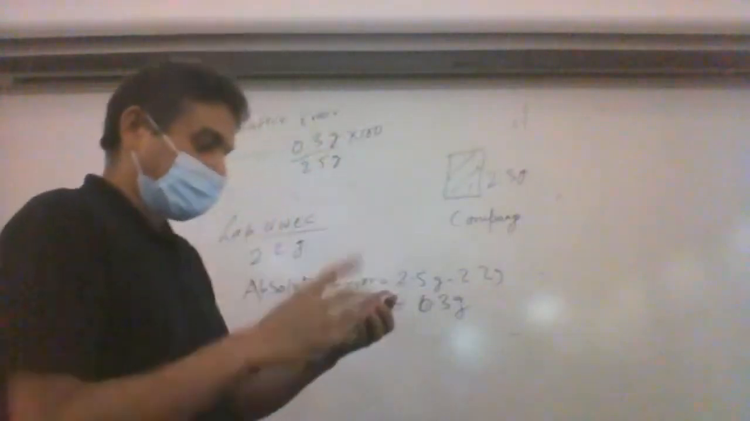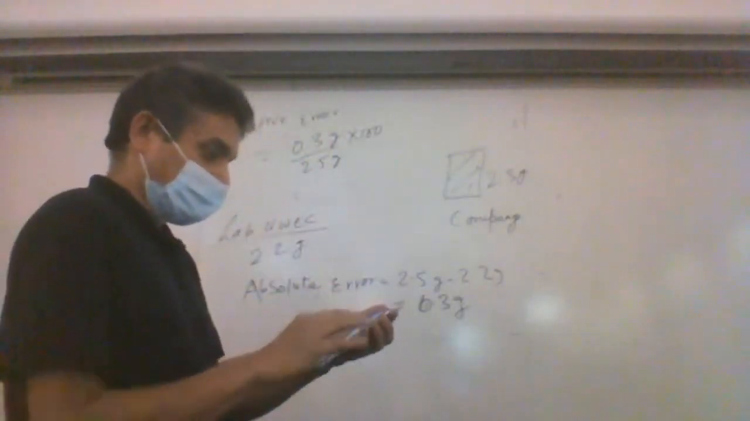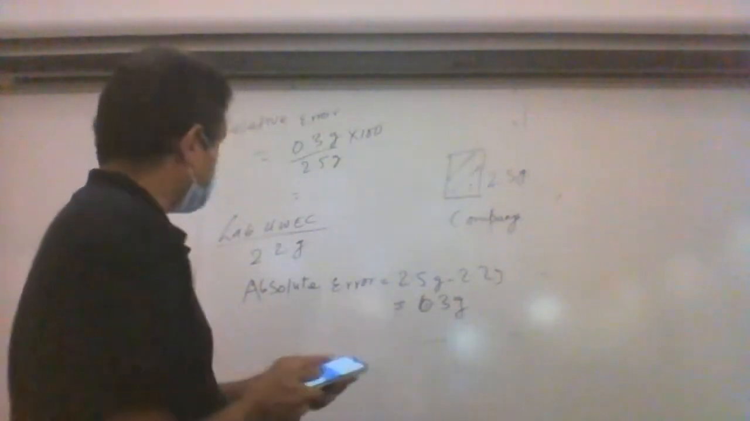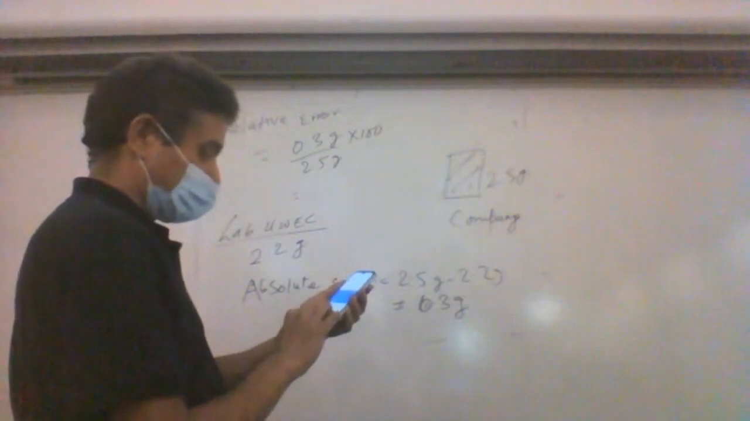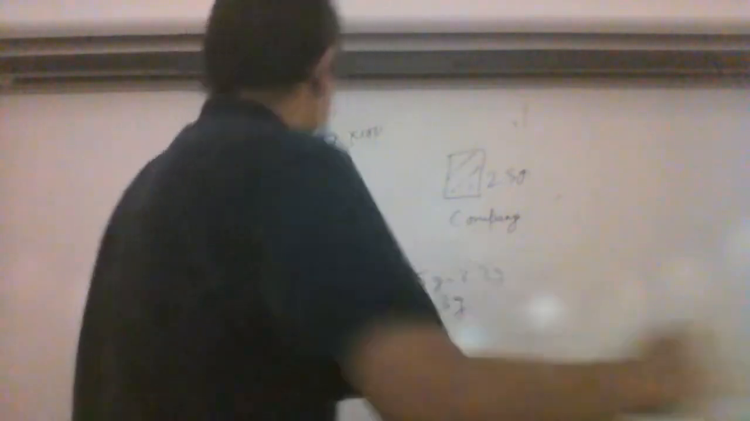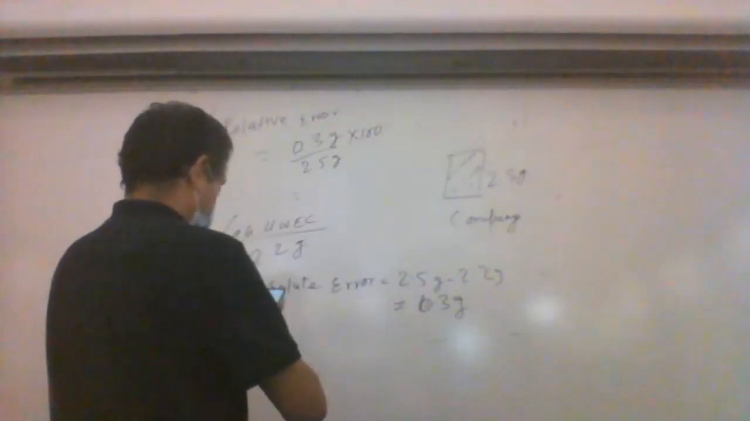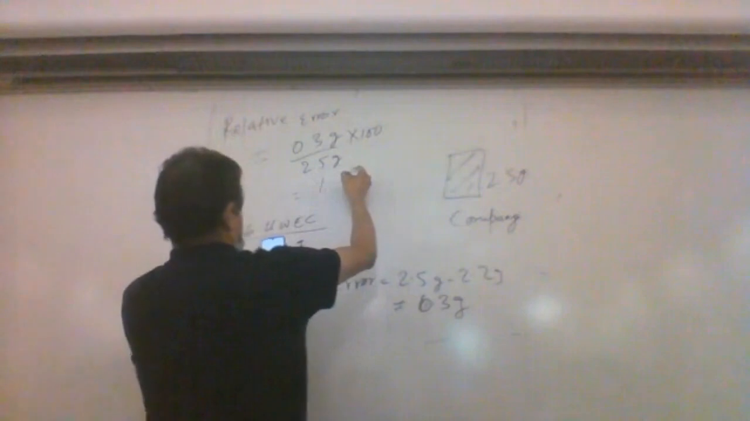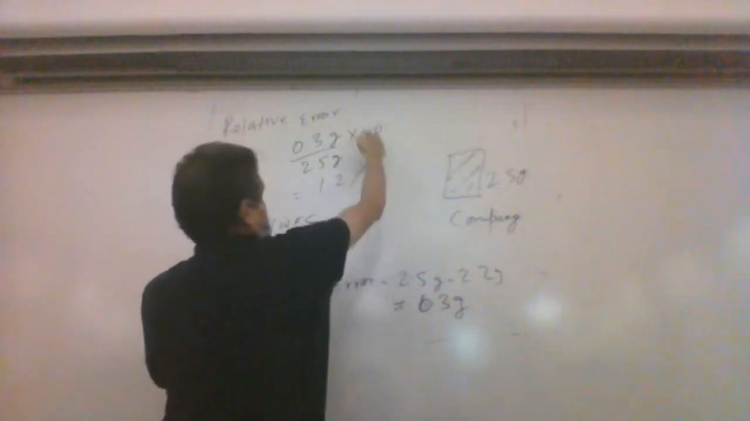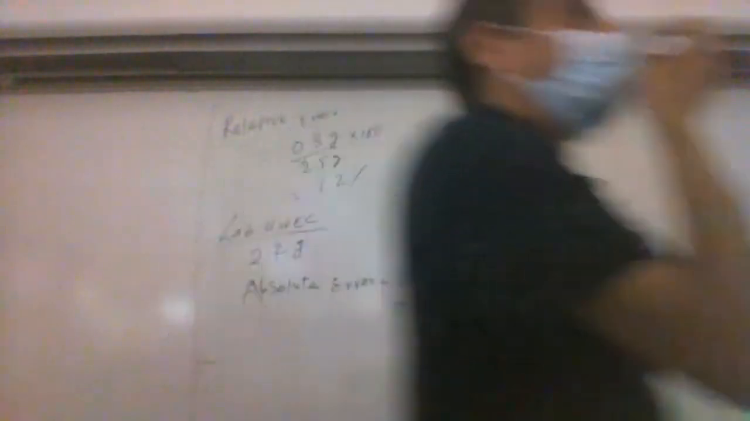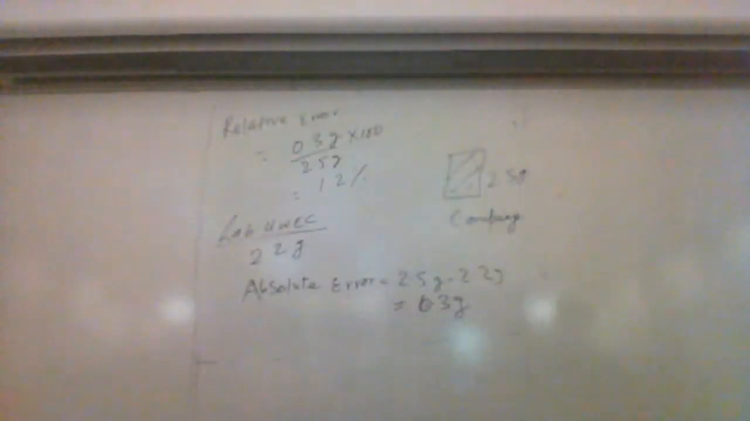Let's see, 0.3 divided by 2.5 is 0.012, multiplied by 100. I made just 1.2% error. So I'm very good. If your error is 10% or below 10%, you did a very good job.